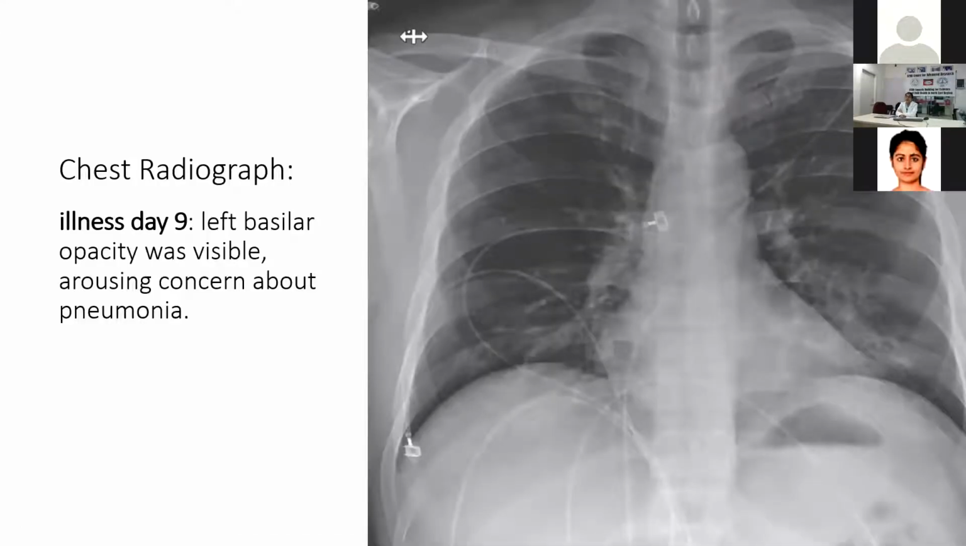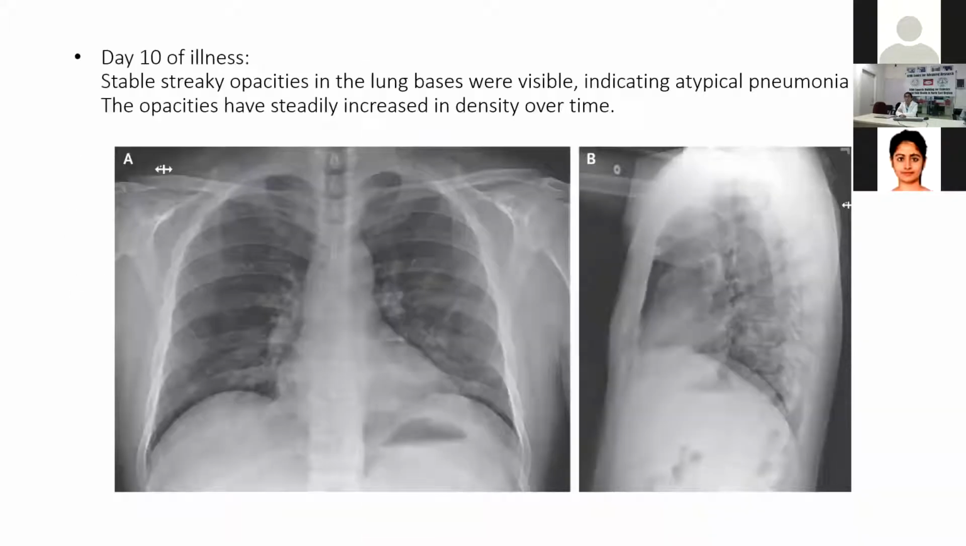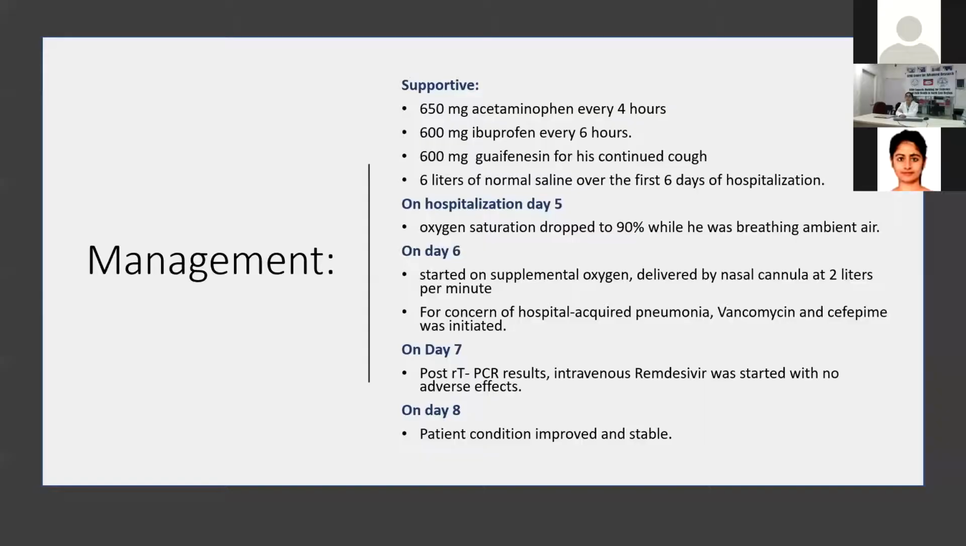This is the chest radiograph for illness day 9. Here we can see left basilar opacity was visible, arousing a concern about pneumonia. Then on day 10 of illness, a repeat chest radiograph was done, and here we can see on the left side, stable streaky opacities in the lung bases were visible, indicating some atypical pneumonia. These opacities were steadily increasing in density over time.